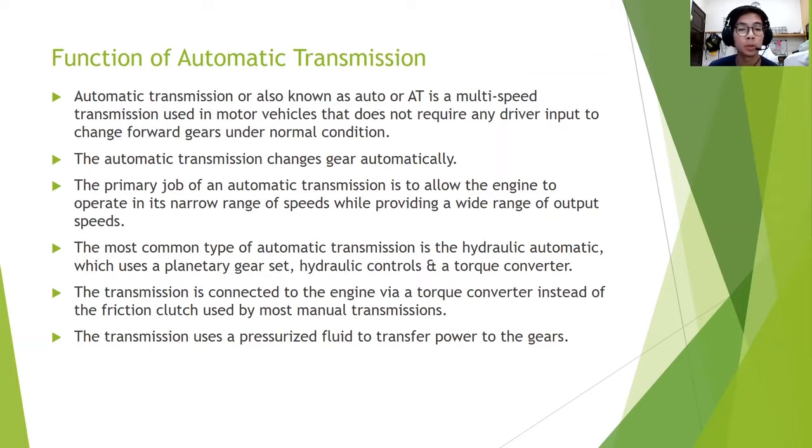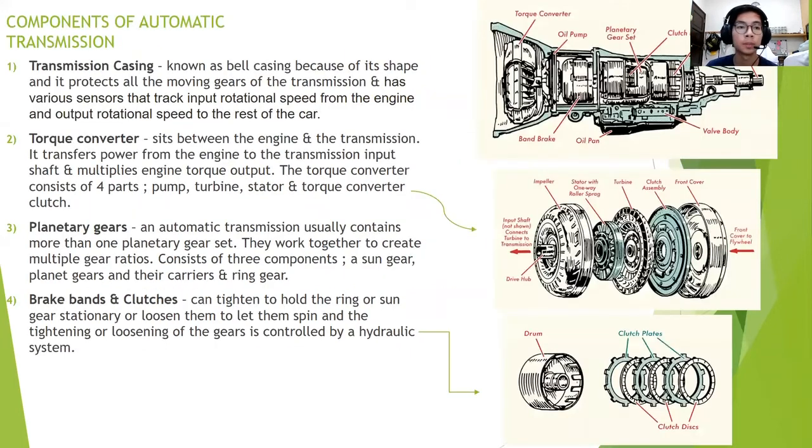The most common type of automatic transmission is the hydraulic automatic, which uses a planetary gear set, hydraulic controls, and a torque converter. The transmission is connected to the engine via a torque converter instead of the friction clutch used by most manual transmissions. The transmission uses a pressurized fluid to transfer power to the gears.